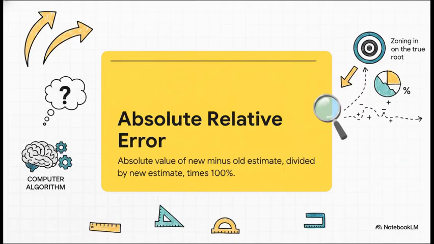We do this by calculating the absolute relative error at each step. You just take your new estimate, subtract the old estimate, divide that difference by the new estimate, and multiply by 100 to get a nice, clean percentage. When you go to write your while loop later, this exact formula is what tells your code to hit the brakes. As that error percentage drops, you know for sure you are zeroing in on the true root.